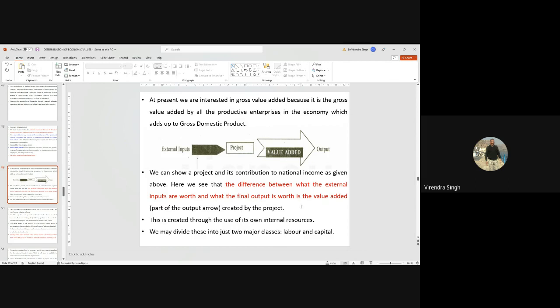Value added by the project is created through the use of its own internal resources. So we may divide these into just two major classes. These internal resources are labor and capital. This is the value added by the project using external inputs. If the value of these external inputs is adjusted or paid out, then whatever is left belongs only to labor and capital goods.